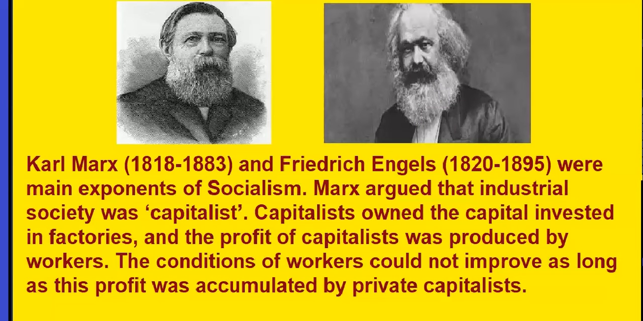Karl Marx and Friedrich Engels were main exponents of socialism. Marx argued that industrial society was capitalist. Capitalists controlled the capital invested in factories, and the profit of capitalists was produced by workers. The conditions of workers could not improve as long as this profit was accumulated by private capitalists.